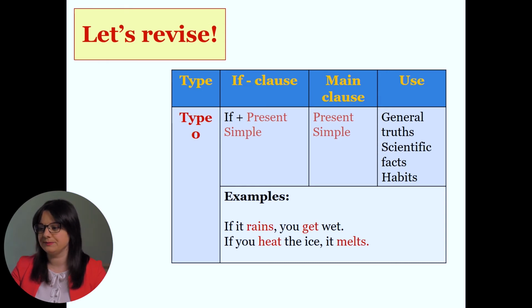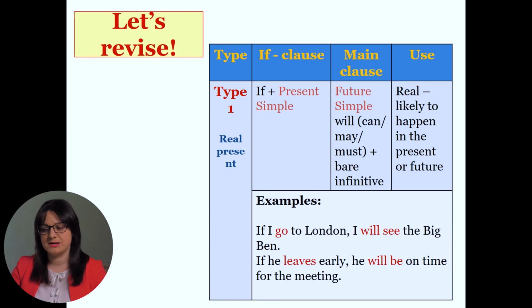Type 1, where we use present simple after if and future simple in the main clause. If I go to London, I will see the Big Ben. If he leaves early, he will be on time for the meeting. So, it's something real in present, which can be true.